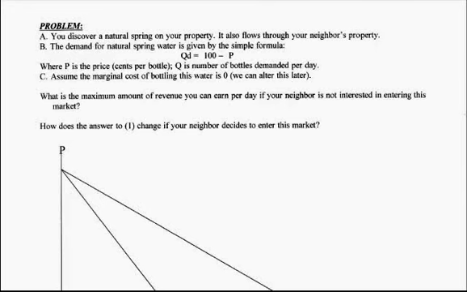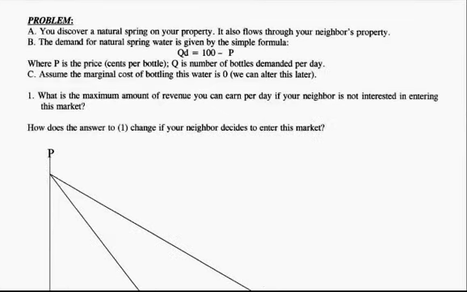This lecture introduces the Cournot problem that you may have seen before. We're going to keep it really simple, and we're going to optimize a revenue problem rather than a profits problem. Here's the problem. You discover a natural spring on your property. It also flows through your neighbor's property.